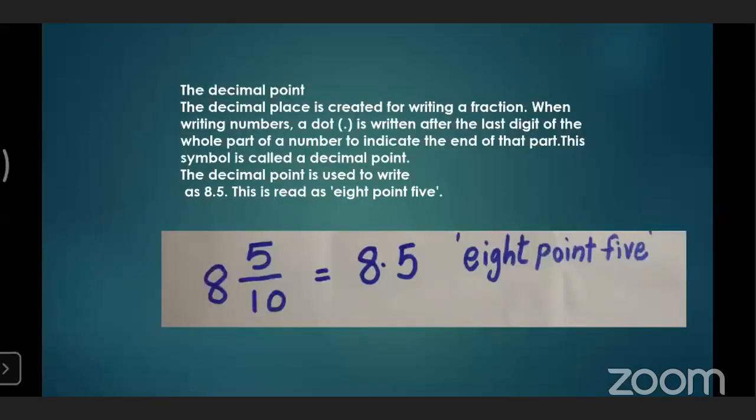Now let us see this example. Can you read this sum? This is the mixed fraction, right? Yes, 8 and 5/10, right? 8 and 5/10. It is written 8.5. Now you can see a point. What is this point? This point is called a decimal point, right? And 5 is the first decimal place after the decimal point, right? So 8 and 5/10 is 8.5. This is the decimal fraction, okay?